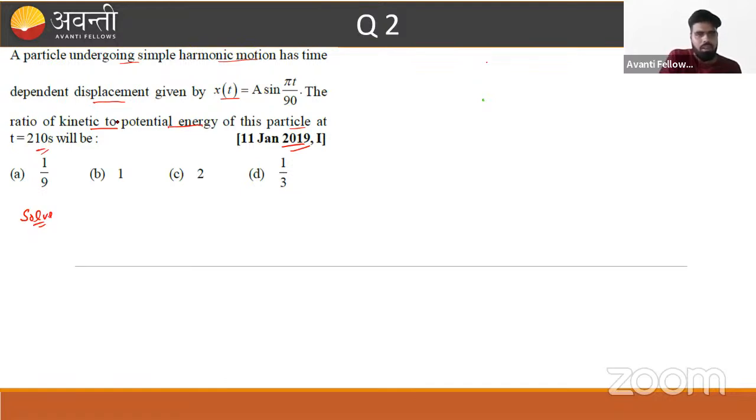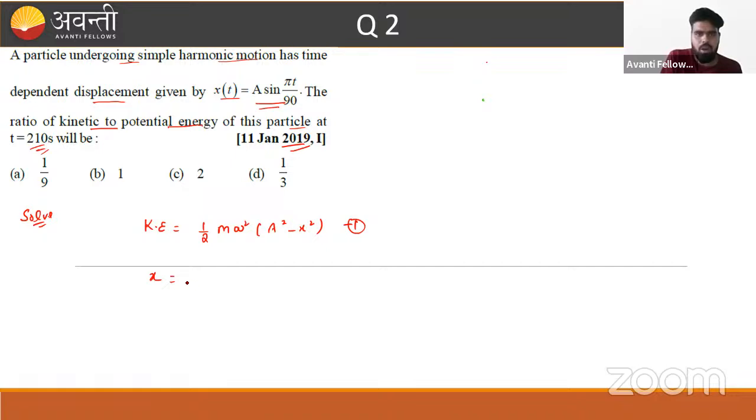Here kinetic to potential energy is asked. First of all, we have to write down the kinetic energy. What is the kinetic energy? Half m omega square, a square minus x square. I hope this is clear to everyone. But we don't know the value of x. The x is given in the general form, but we have to find it at 210 seconds.